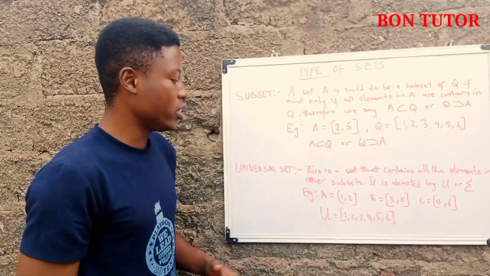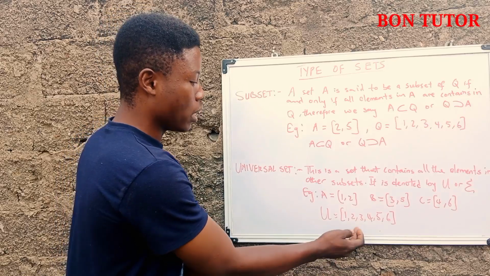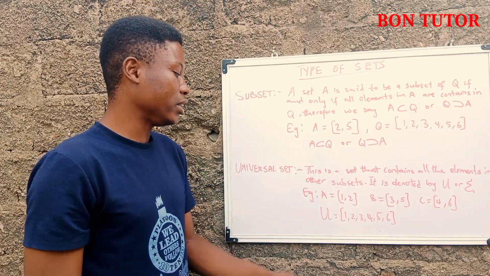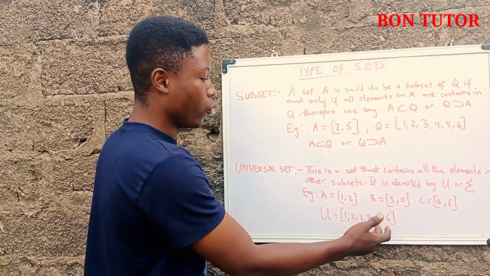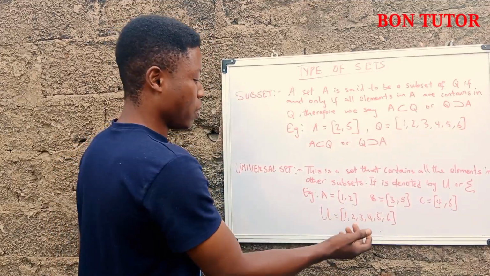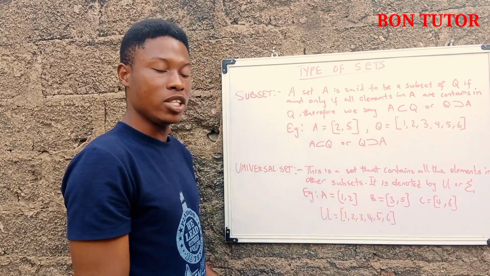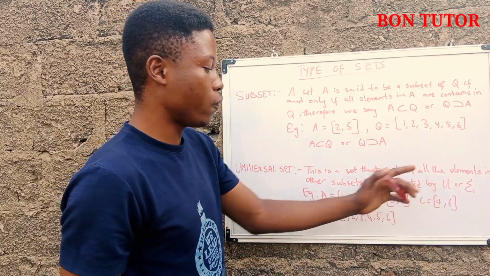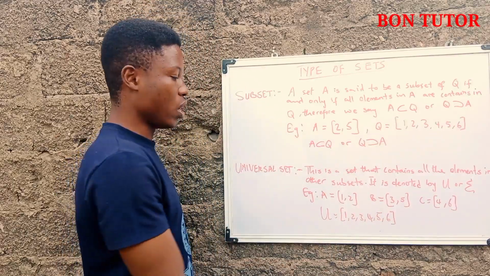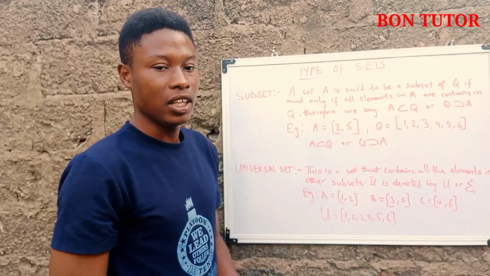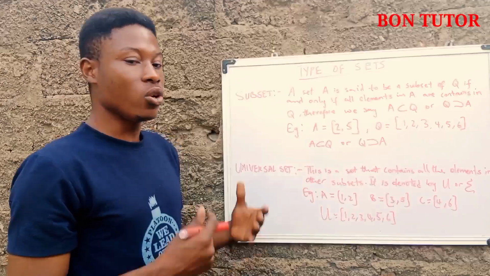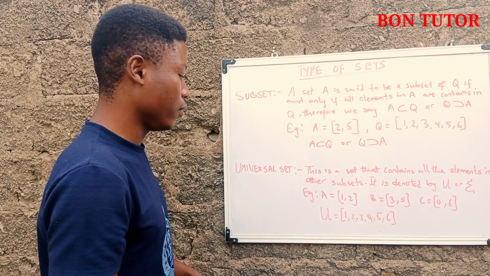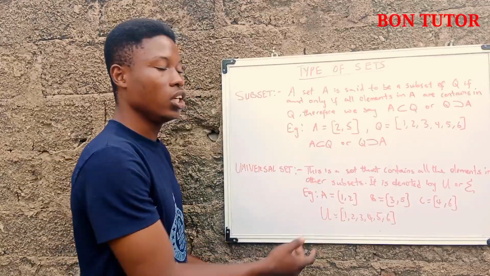Take U to be equal to {1, 2, 3, 4, 5, 6}. 1, 2 is set A, you have it in it already. You have 3, 4, 5, and B is 3, 5. That is, you can still find the elements of set B in this universal set, and C, which was equal to {4, 6}, is still there also. You have 4 and 6. So this U here is known as the universal set of all the other sets that you have. Therefore, it is represented using U.